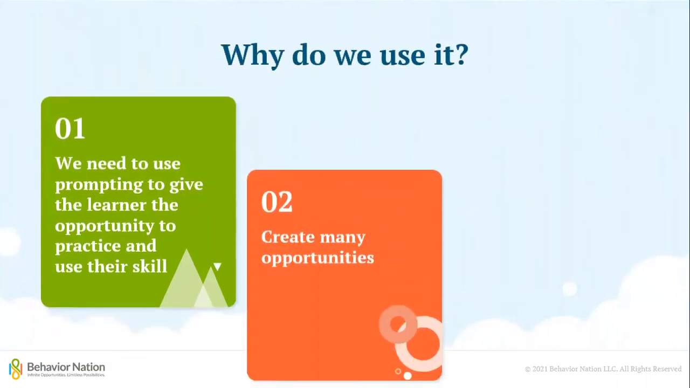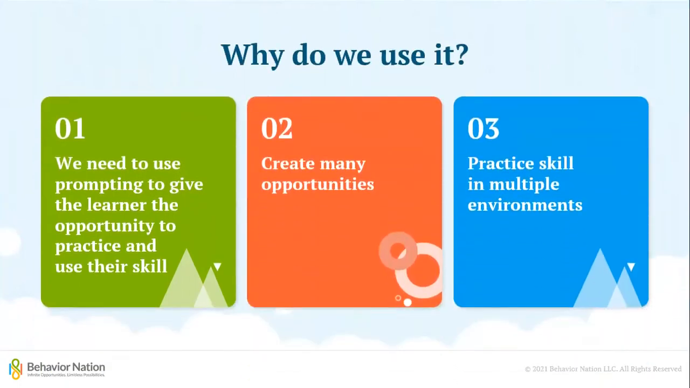We use prompting to help the learner be successful. If we are teaching a new behavior, we want the learner to be able to complete the behavior successfully. We also use it to create a lot of opportunities. For example, we can prompt 5 opportunities of matching and then give the learner the opportunity to complete the skill independently. We also use prompting to practice the skill in multiple environments. If the learner can do the skill at home but can't do it at school, school staff can use prompting procedures to increase independence of the behavior at school.